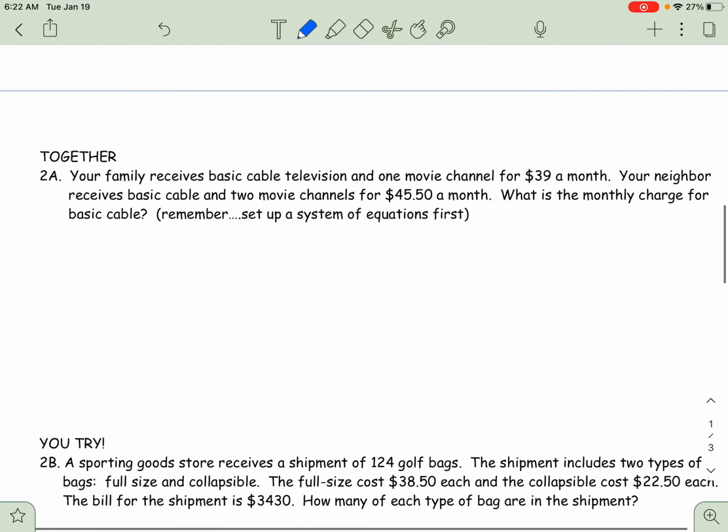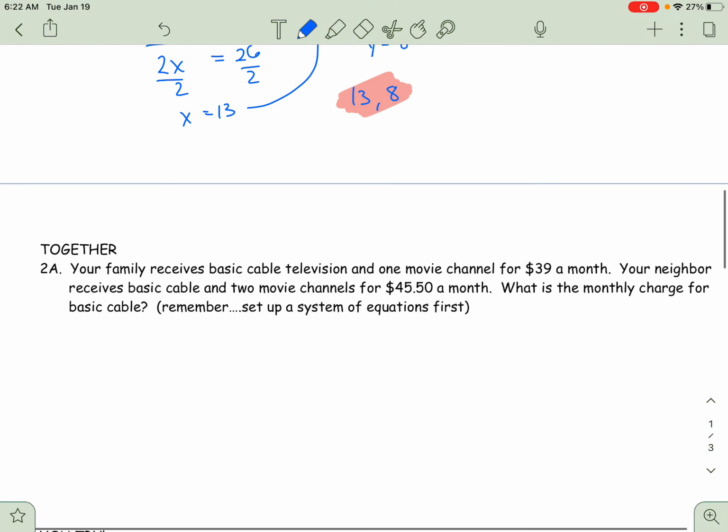Okay, gonna keep moving along here for you. 2A, your family receives basic cable television and 1 movie channel for $39 a month. Your neighbor receives free basic cable and 2 movie channels for $45.50 a month. What is the monthly charge for basic cable? Remember, set up a system of equations first.